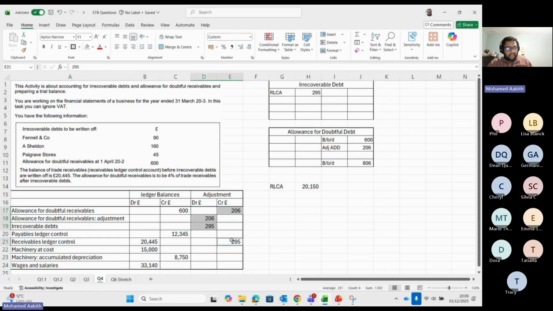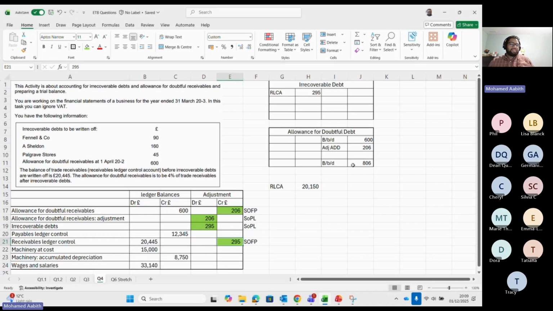The adjustments 1, 2, 3, and 4. These adjustments are necessary to make sure the entries will go into either my statement of financial position or statement of profit and loss. This will go into my SOFP, and so will this one, and these two will be going into my statement of profit and loss. These two will be expenses, and this one will reduce the balance of my RLCA, and this will give me a new balance for allowance for doubtful debt of £806.